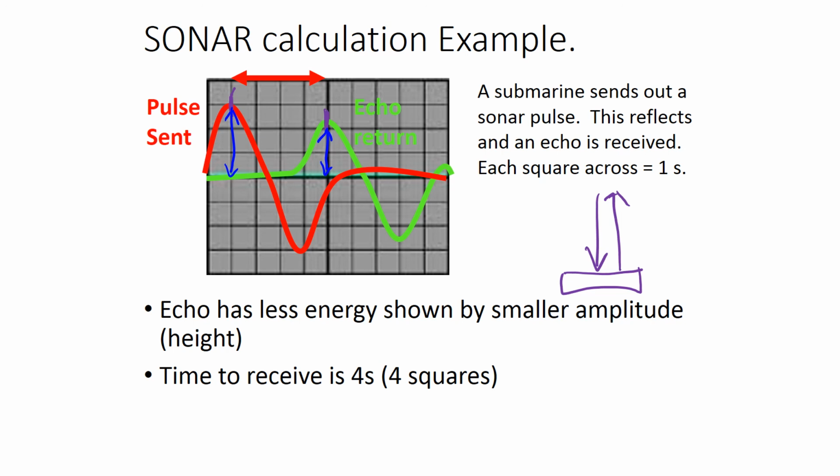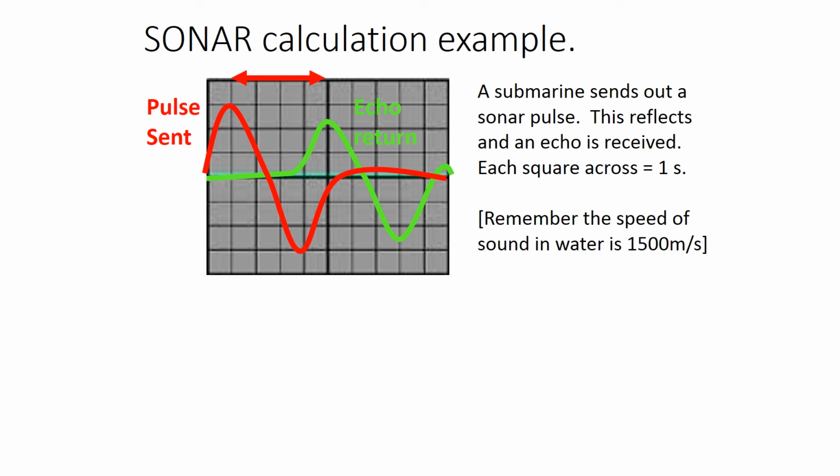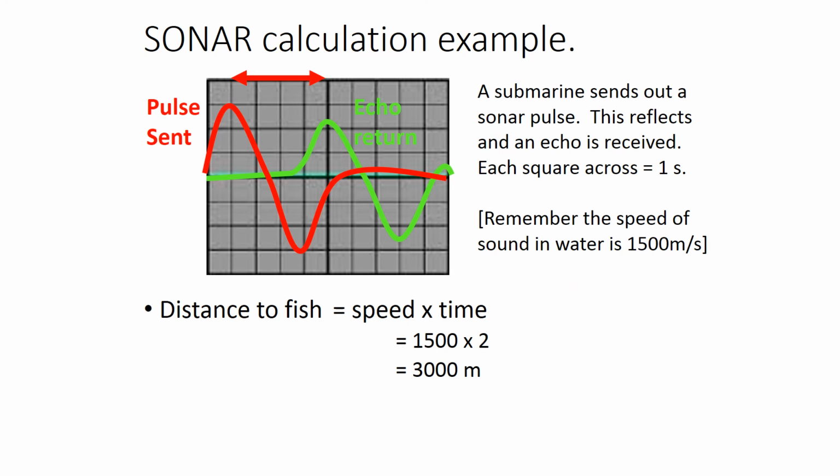So the time to receive it is 4 seconds. The time for the sound to reach the fish in this submarine is 2 seconds, because it was 2 seconds down, 2 seconds back, so it's only 2 for there. So if we want to work out the distance, distance equals speed times time. 1500 times 2 gives us 3000 meters.